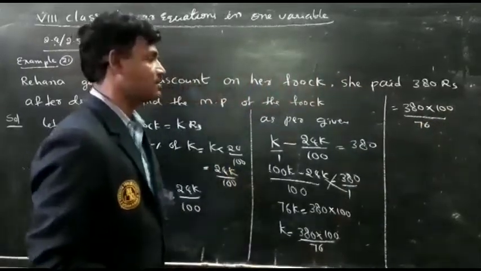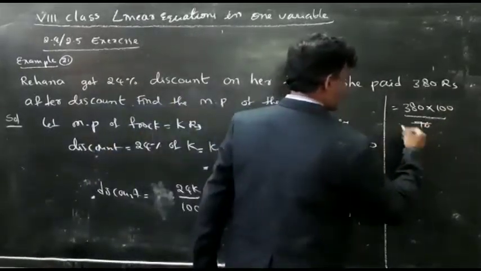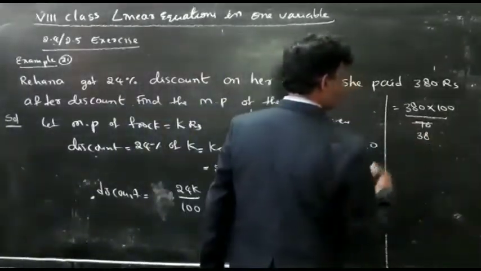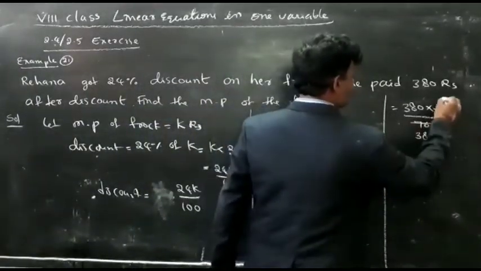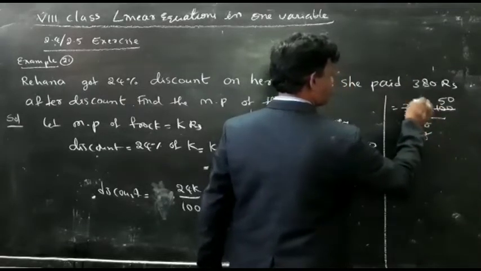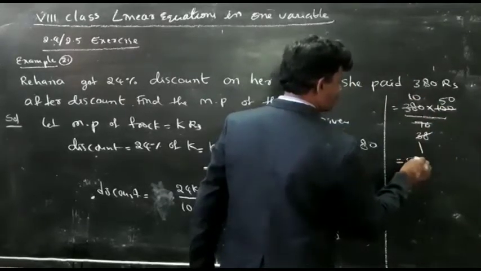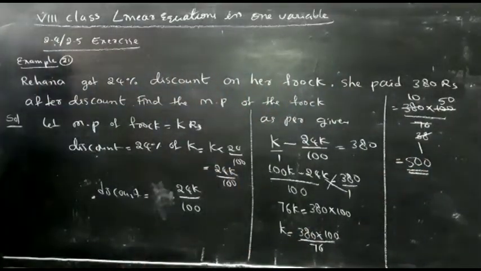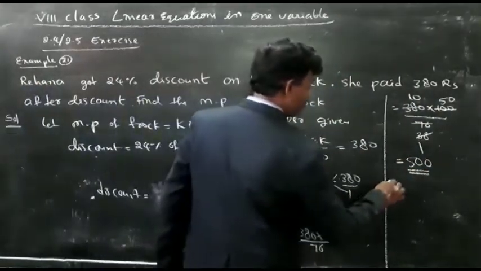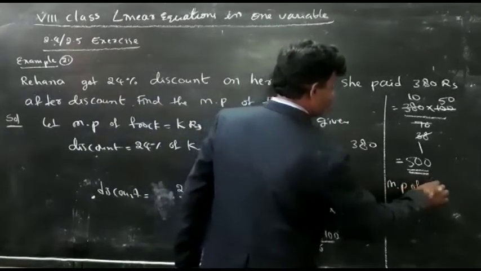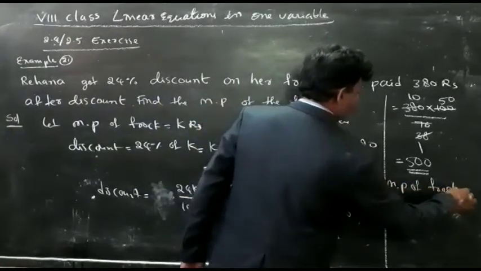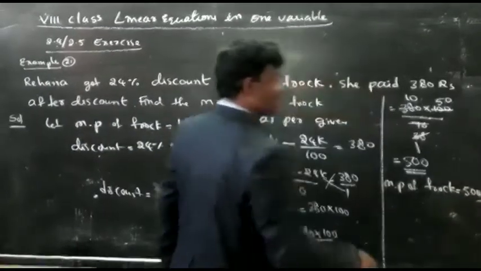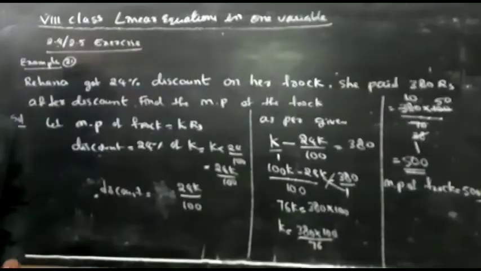Now calculations. 2 3s are 6, 2 8s are 16, next to 2 5s are 10 and 0, 38 1s are 38, 10s are... So how much? 500. So what is the market price of that frock? 500 rupees. MP, the market price of the frock, is equal to 500 rupees.